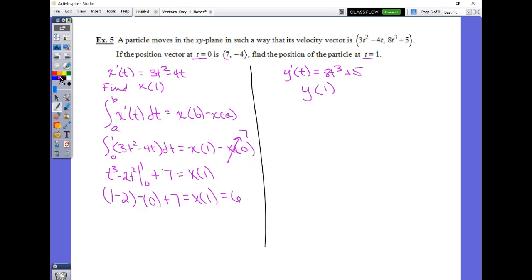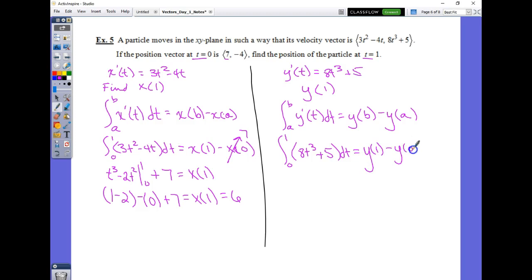Because now I need to deal with the y's, and the y problem falls out the exact same way. I know that from some a to b of the y prime of t dt, I'm supposed to get my y of b minus my y of a. Or in this case, again from 0 to 1, of 8t cubed plus 5 dt, I should get the y of 1 minus the y of 0. And the piece that I know is that when t is equal to 0, the y equals negative 4.